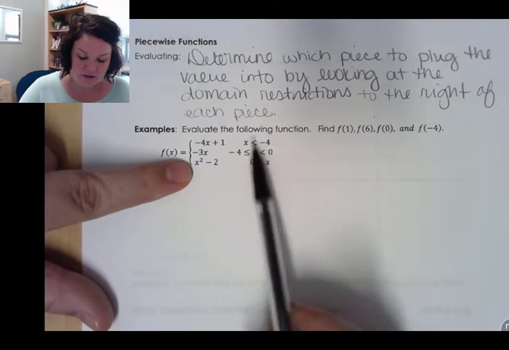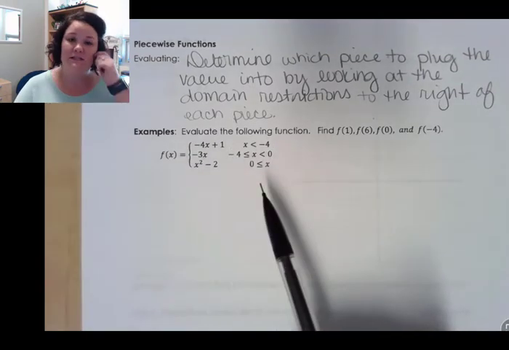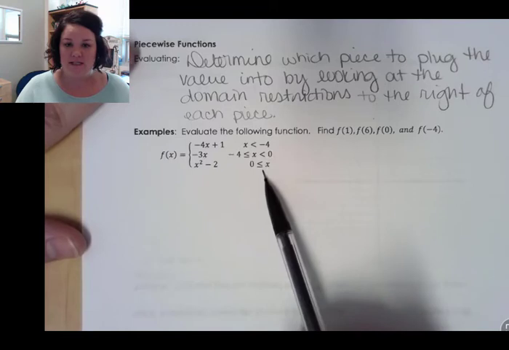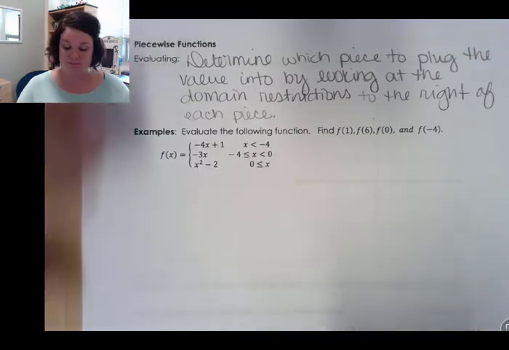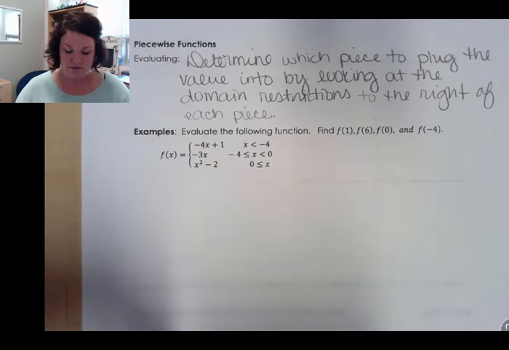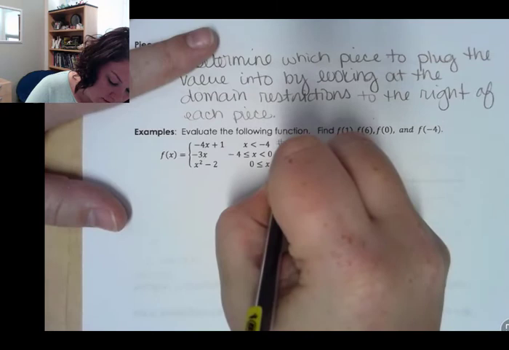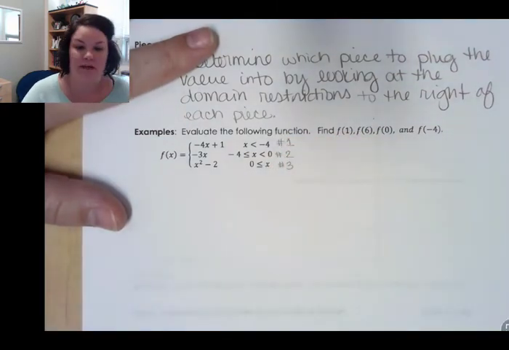Okay, so these are our restrictions, and this is where we just determine the points that we're plugging in, which of these does it fit into, which of these does it satisfy, and whichever one it satisfies, number 1, 2, or 3, that's the piece that we plug it into. Okay, so I'm going to number these. I'm just going to say this is piece number 1. This is piece number 2, and this is piece number 3.